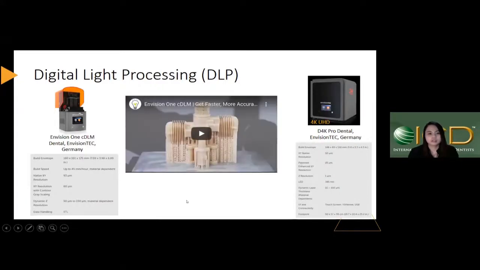Another example of a DLP 3D printer is from EnvisionTec, the CDLM. CDLM is a type of continuous printing, so it can print the model faster than the standard DLP printer.